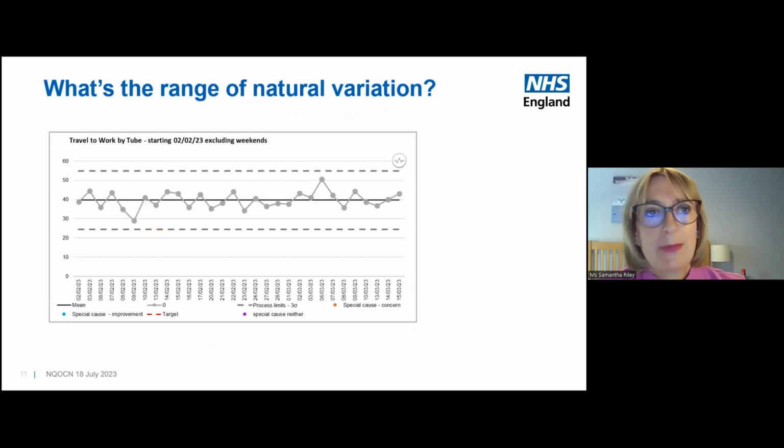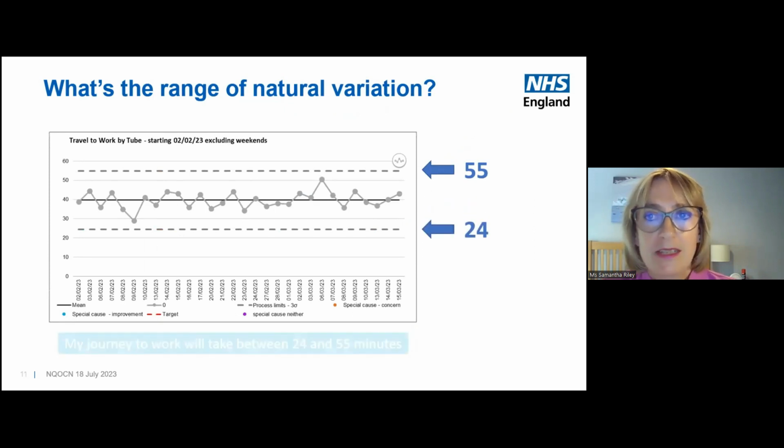So what else do SPC charts demonstrate to us? Well, they demonstrate the extent of natural variation. So if we look again at the chart that shows my travel to work by tube train, what do we learn from the charts? Well, we can see this dotted line at the top is at around 55 minutes. The line at the bottom is at around 24 minutes.